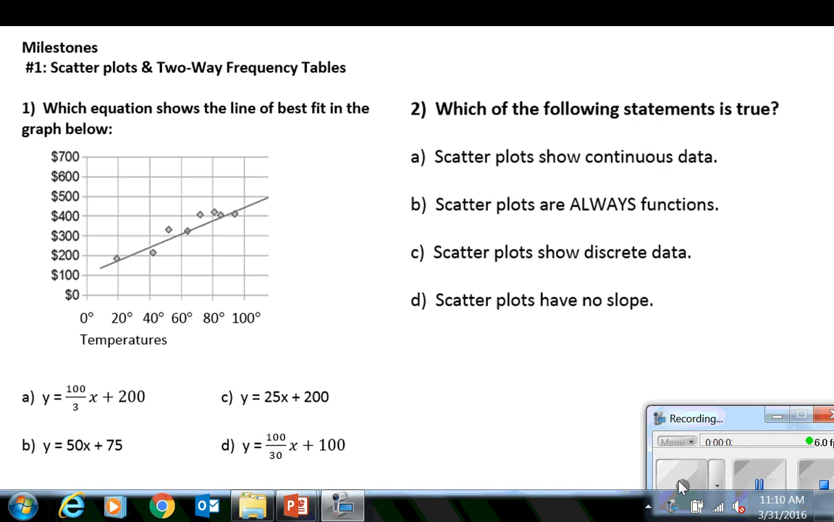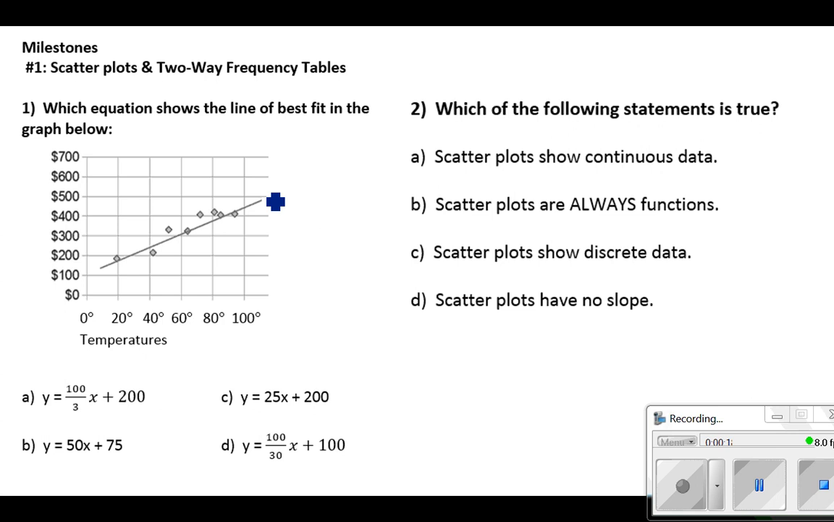This is the first lesson of scatter plots and two-way frequency table. Question number 1. Which equation shows the line of best fit in the graph below? The line of best fit has already been drawn for you, and we have to write the equation, which is going to be y equals mx plus b.